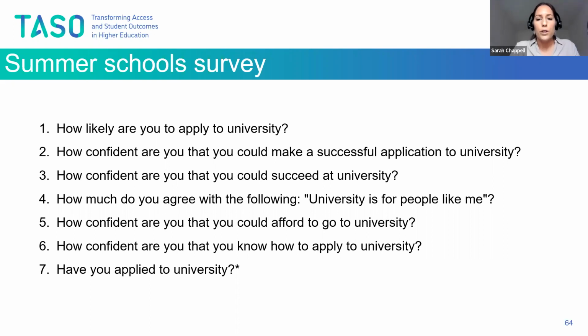But also around confidence in making a successful application and succeeding at university. Question 4 is sort of this sense of belonging link. So linking university with their social identity. Do they believe that university is for them?